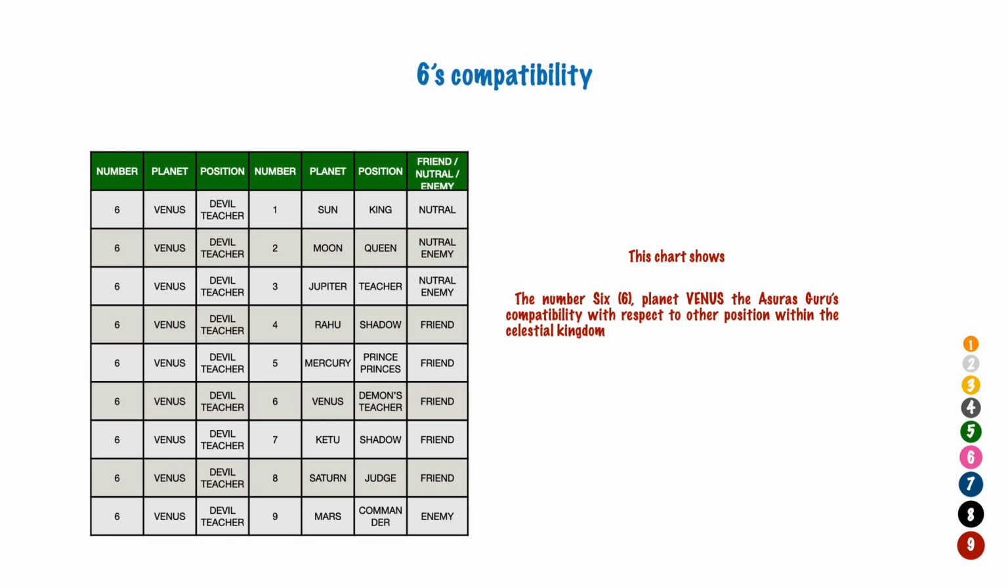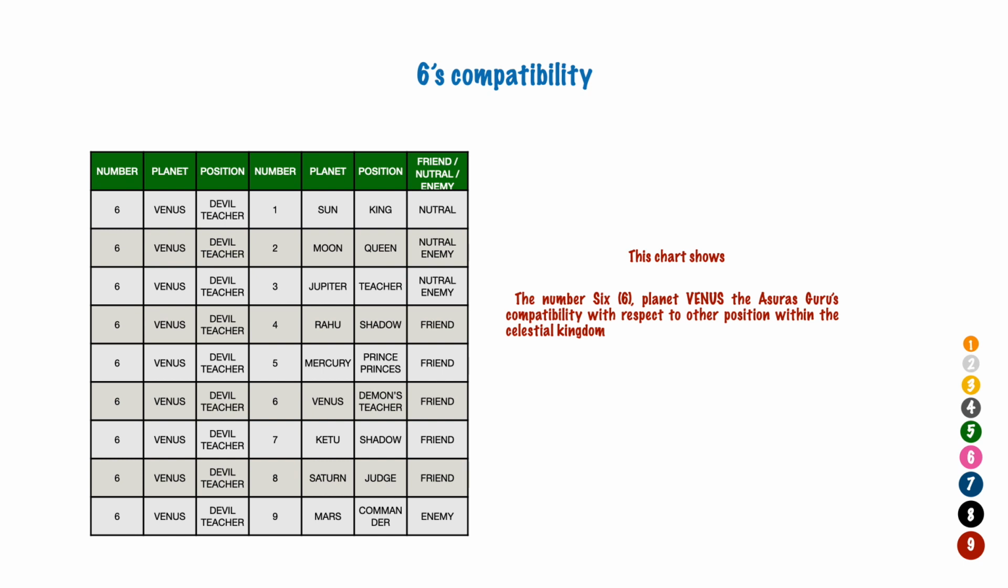Number 6 compatibility. Number 6, Venus, devil's teacher, with number 1, Sun, king, they are neutral. Number 6 Venus with number 2, Moon, queen, they are neutral or enemy. Number 6 Venus with 3, Jupiter, so-called teacher, they are neutral or enemy. With number 4, Rahu, shadow person, they could be friend. Number 5 Mercury, prince or princess, is also friend.